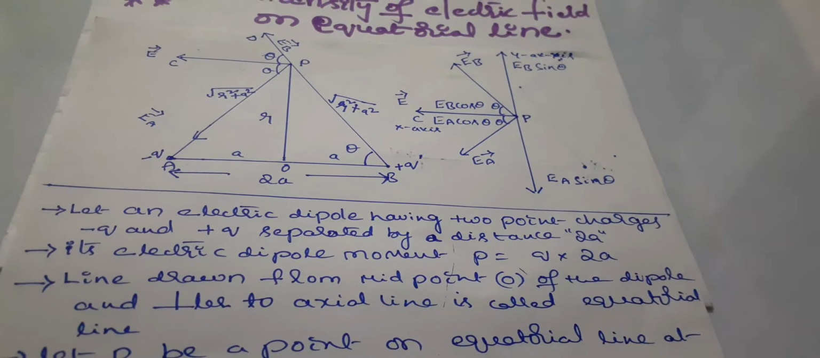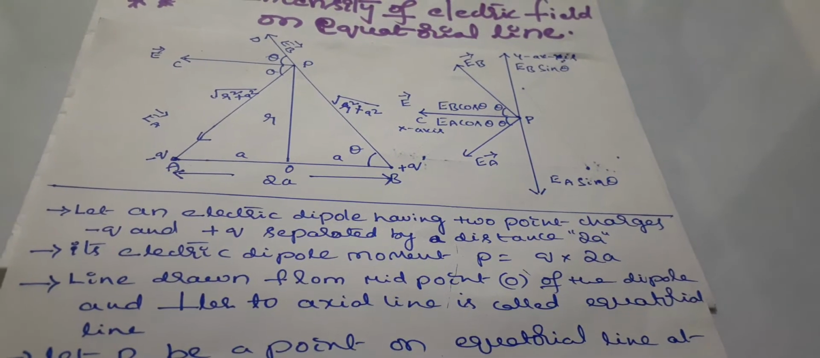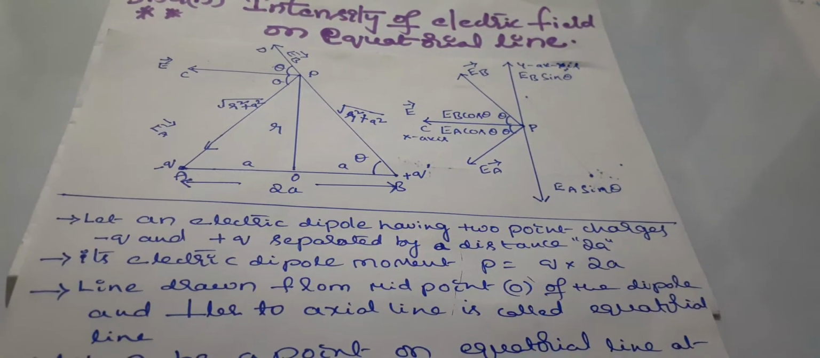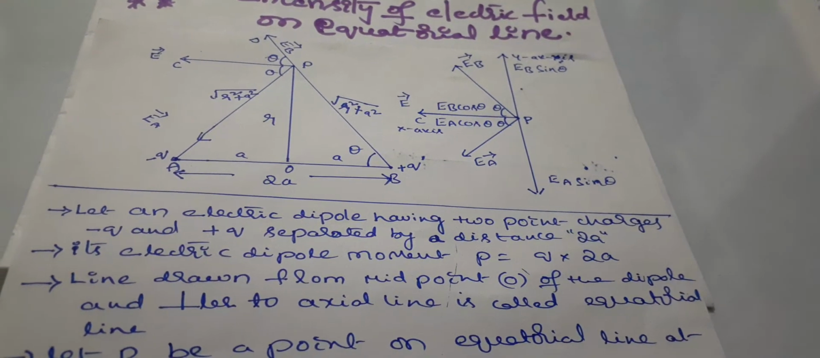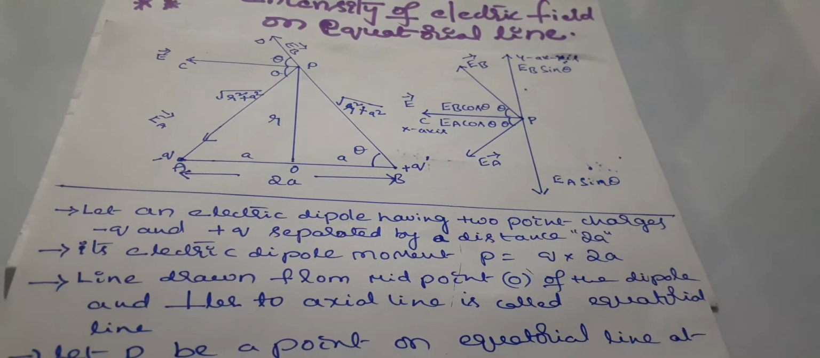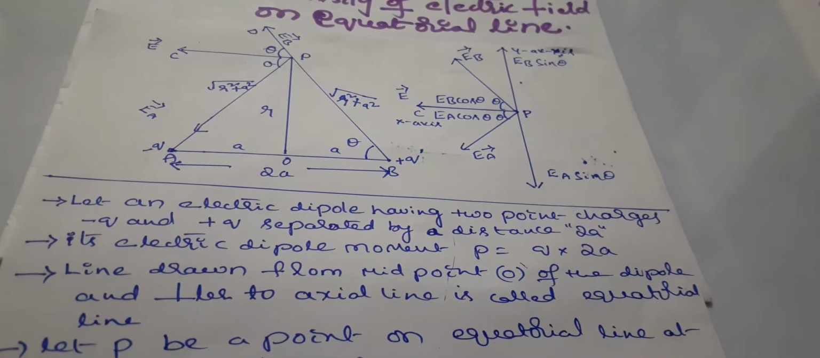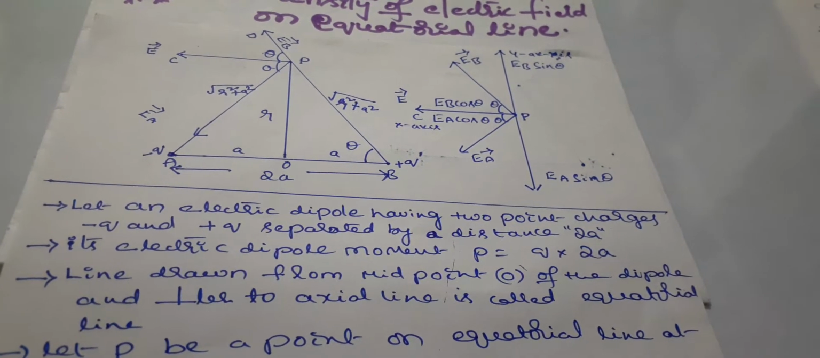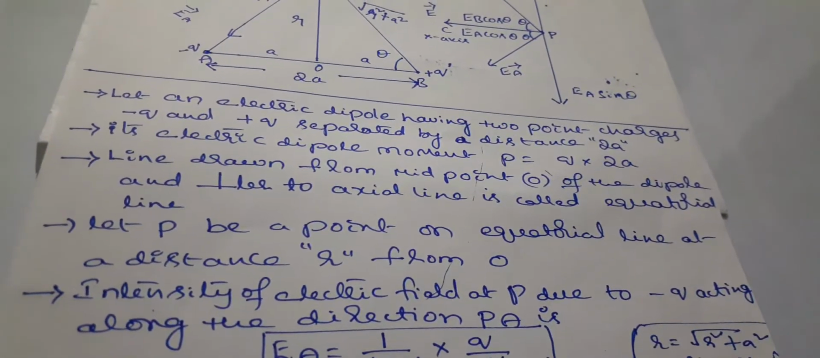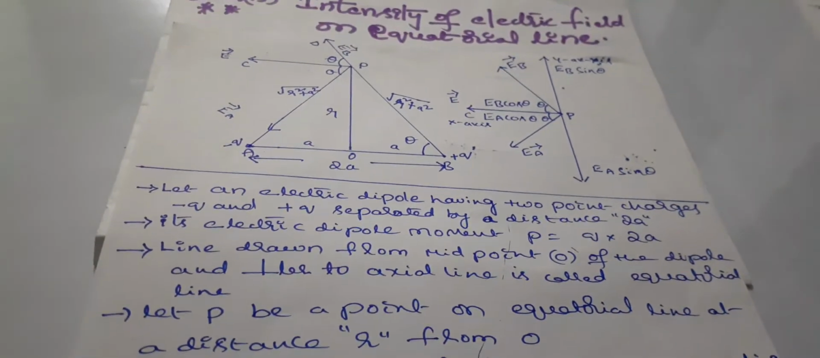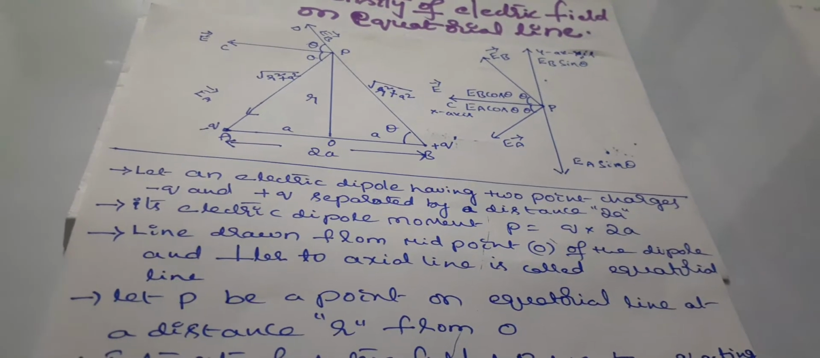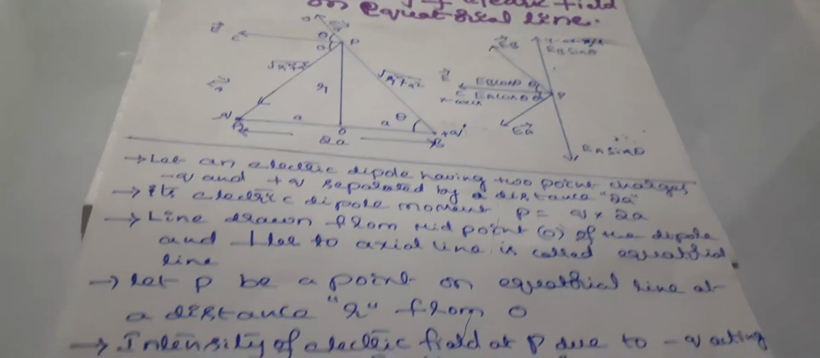So you know the product of the strength of the charge and dipole length. The product of the magnitude of one of the two charges and the dipole length is called electric dipole moment, given by P equal to q into 2a. So the line drawn from the midpoint O of the dipole and perpendicular to the axial line is called the equatorial line. So let P be a point on the equatorial line at a distance r from O. You can see, students, we have selected a point P on the equatorial line. So the distance from O to P is r.